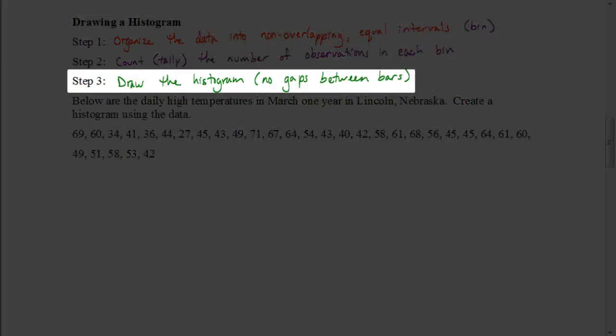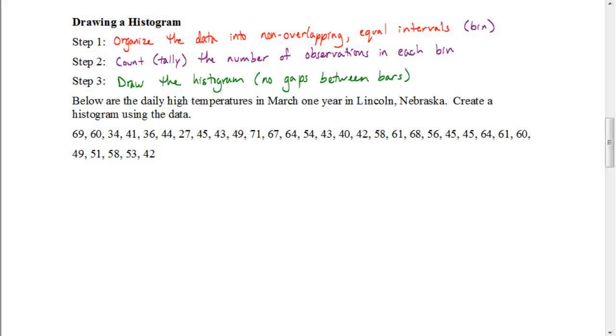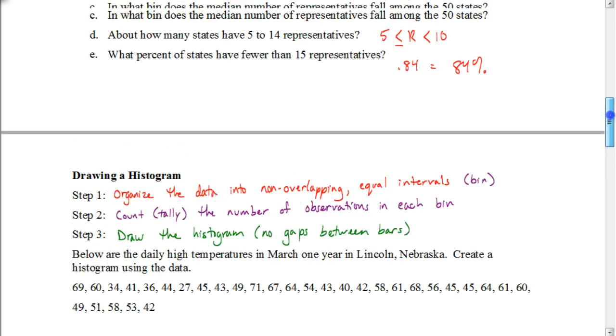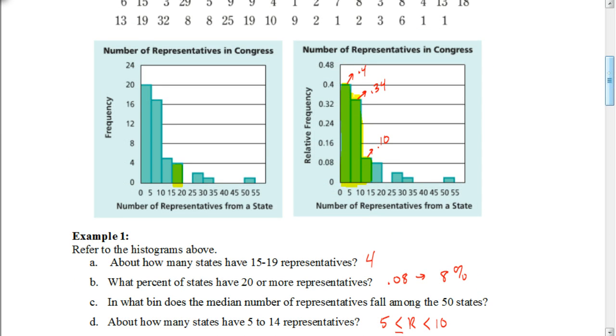We have to remember that there's not going to be any gaps between the bars. To illustrate that, you might say, well, wait a minute, in the last one, there are some gaps here. Well, that's because there was no information in those bins. So it's okay if there are empty bins. But if you notice my bars or my bins here, where we do have information, there aren't any gaps.